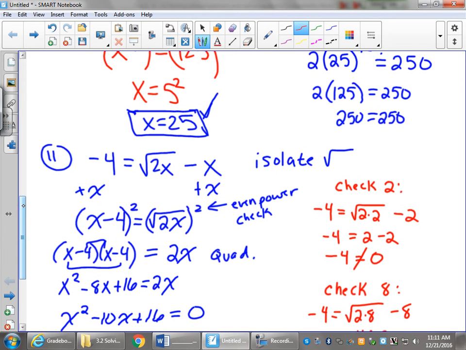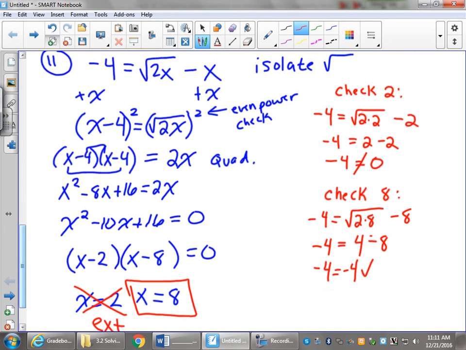Anytime you have this extra x, see that extra x that was under a radical? It's always going to turn into a quadratic. All right, because you're going to end up squaring both sides, and when you distribute, you get a quadratic.